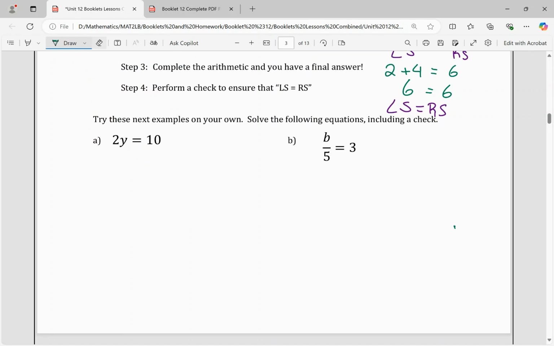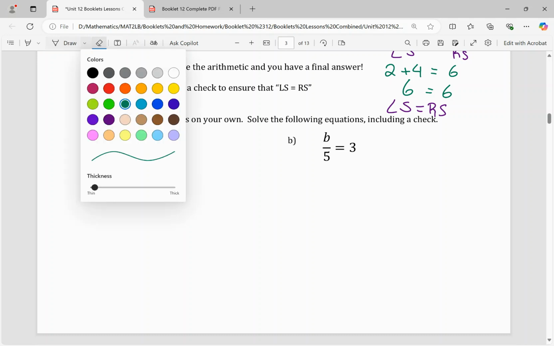We're back. My apologies. As I was saying, we are isolating for y. So this 2, it's a problem. We need to get rid of it. And we are going to do so using opposite operations.